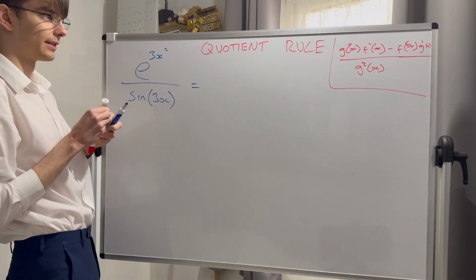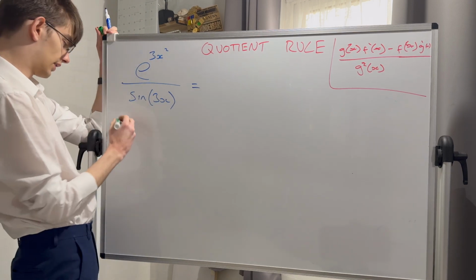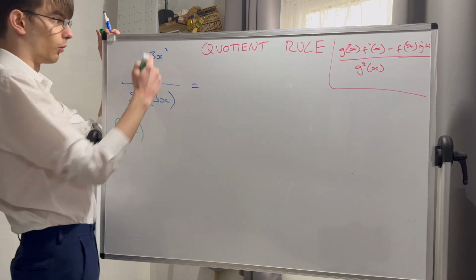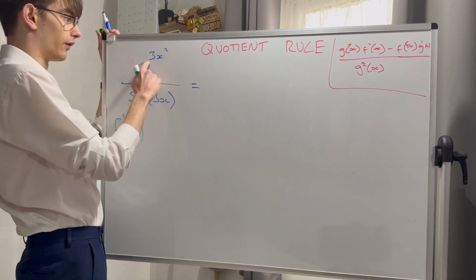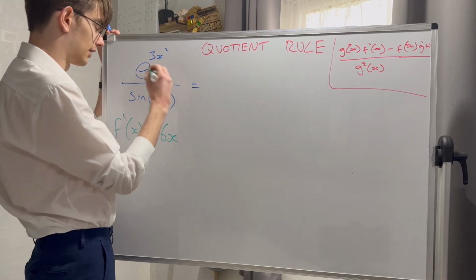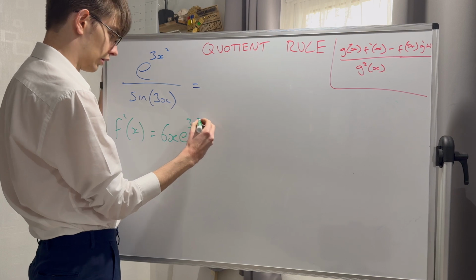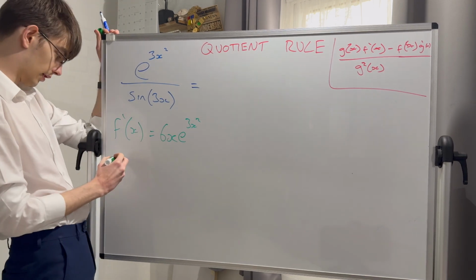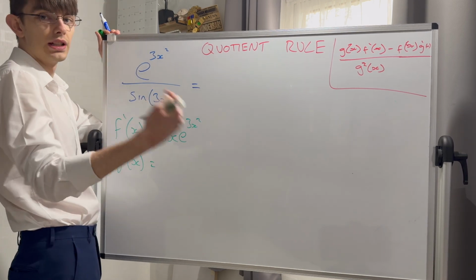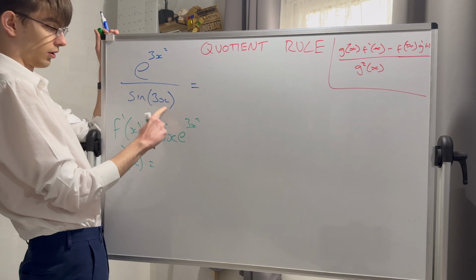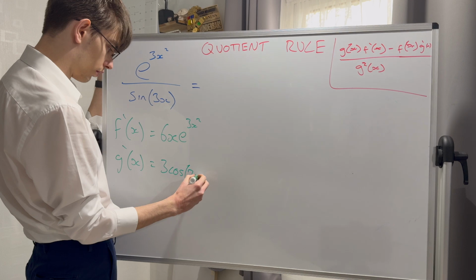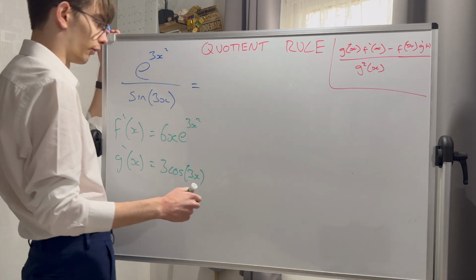And now let's apply this. So first things first, let's differentiate the top. So f prime of x. Well, again, chain rule. Hopefully you're very happy with this by now. The derivative of this bit here is 6x multiplied by the original, because it's e to the 3x squared. And then g prime x, sine of 3x: sine differentiates to cos. The differential of the interior is 3. Slap those together, we get 3 cos 3x.